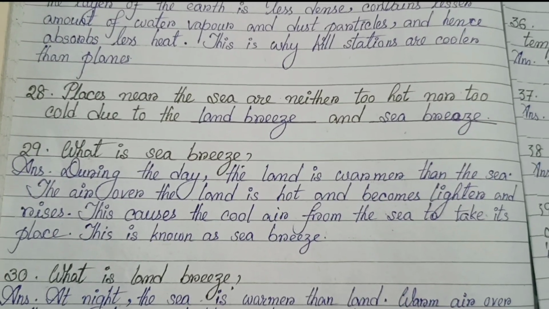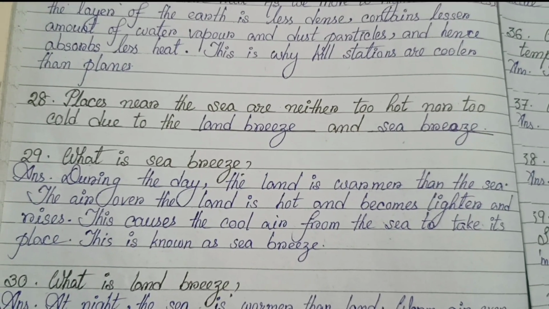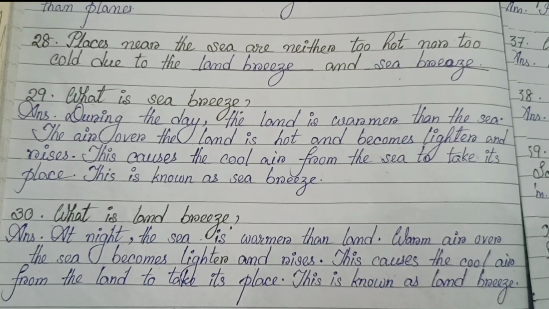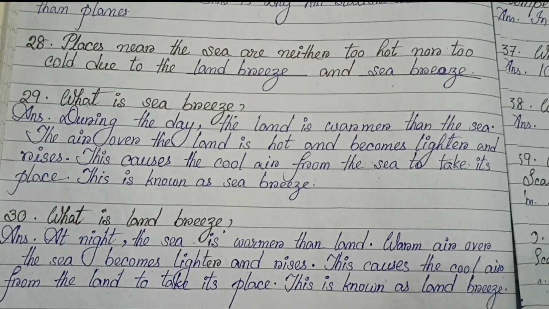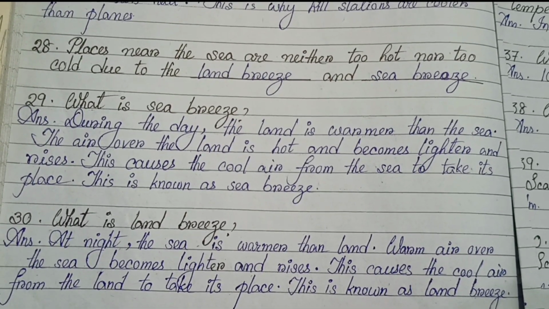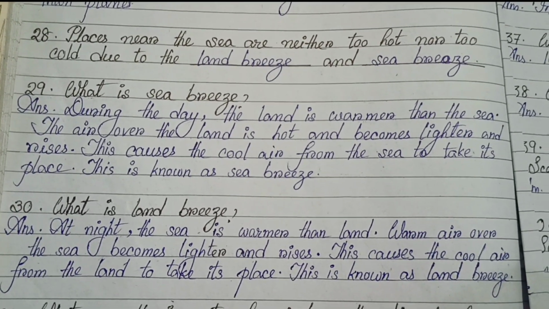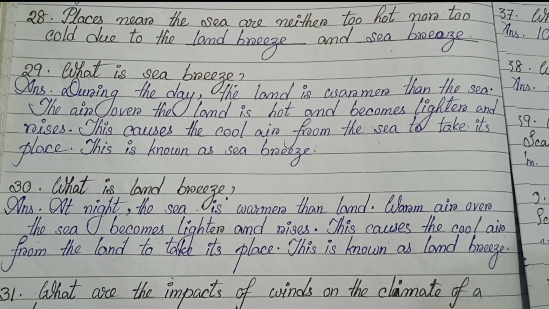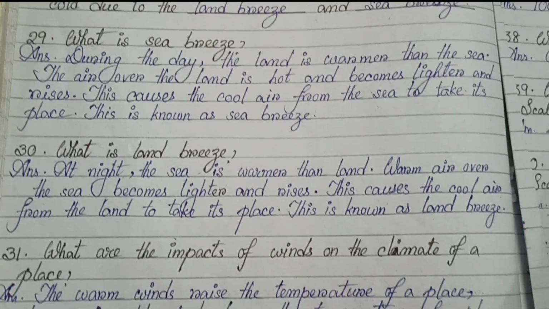28. Places near the sea are neither too hot nor too cold due to the land breeze and the sea breeze. 29. What is sea breeze? During the day, the land is warmer than the sea. The air over the land is hot and becomes lighter and rises. This causes the cool air from the sea to take its place. This is known as sea breeze.